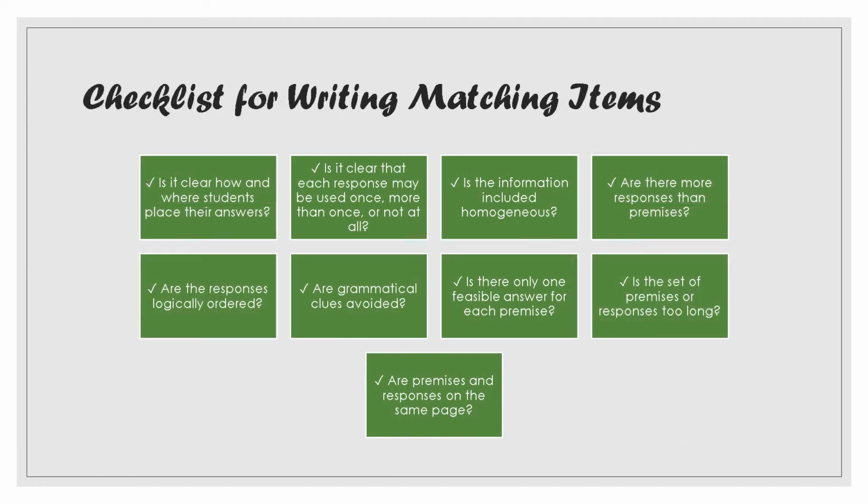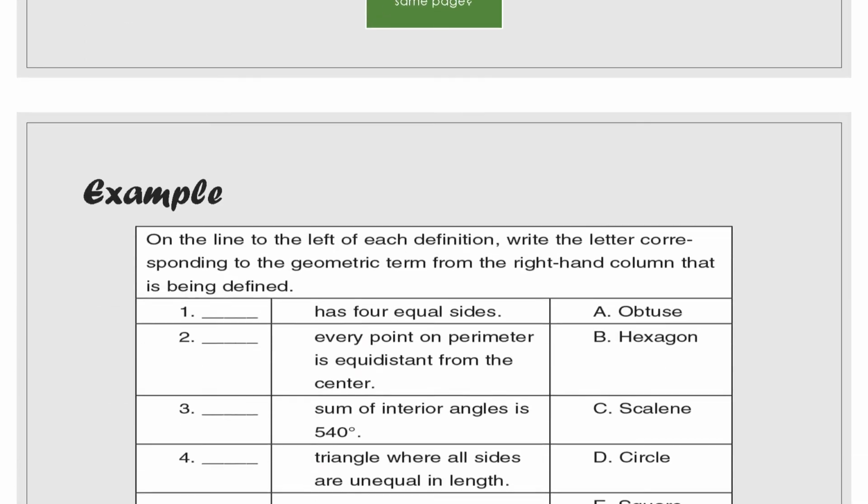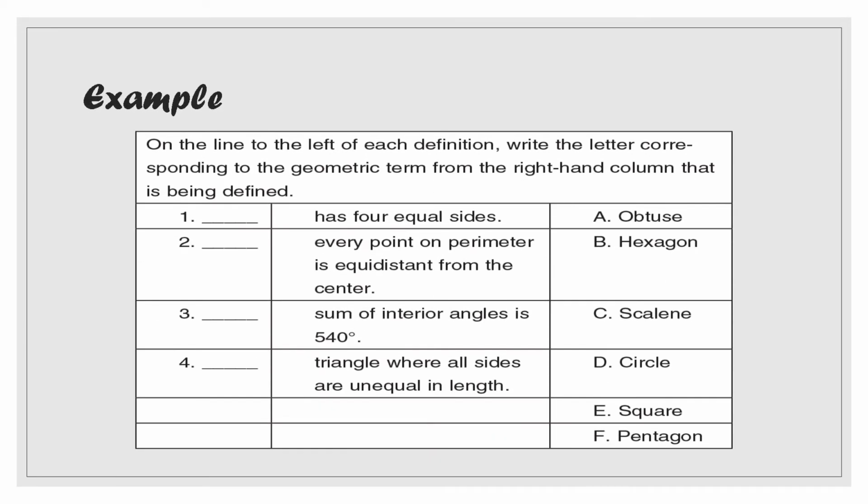Here are the checklists for writing matching items. First, directions should be clear. Avoid including irrelevant information. Use more responses. You should use 4 to 8 premises. Premises and responses must be on the same page. This is an example of a matching item.